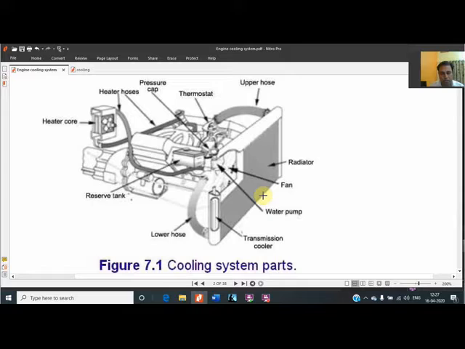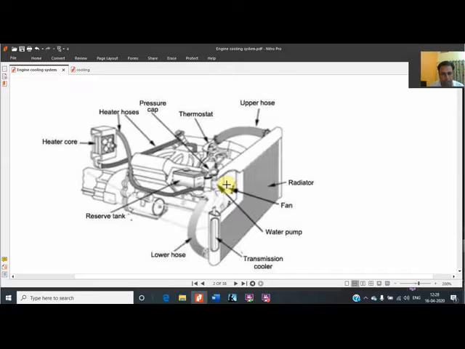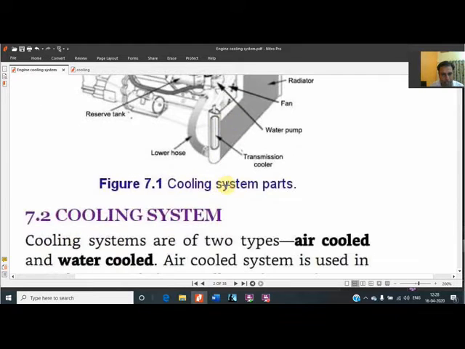Another figure they have shown over here. In this, there is a radiator and a fan. I will show you the complete system through a video. So, proceeding ahead.